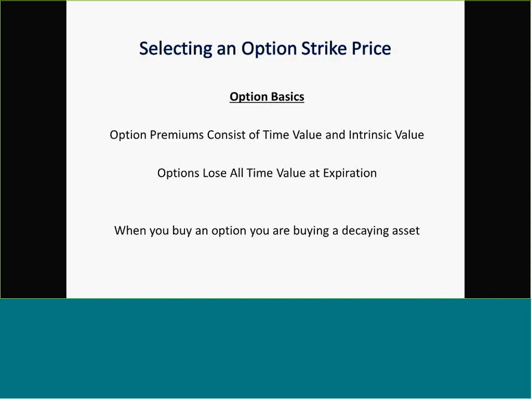Option premiums consist of time value and intrinsic value. And at expiration, options lose all their time value. So when you buy an option, you're buying a decaying asset. Each day, that time value portion of the option decays a little further until you get to expiration, and then the time value goes to zero. So you always want to keep that in mind when you're buying options.